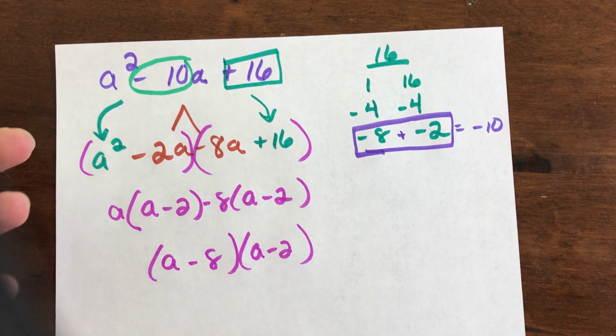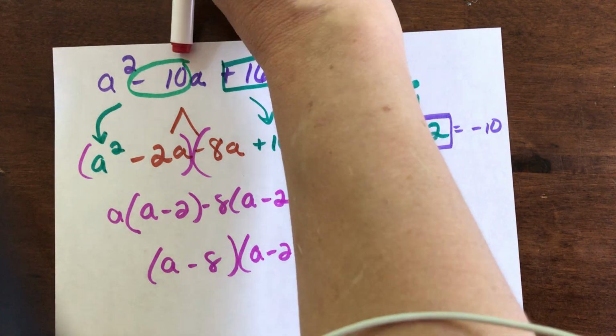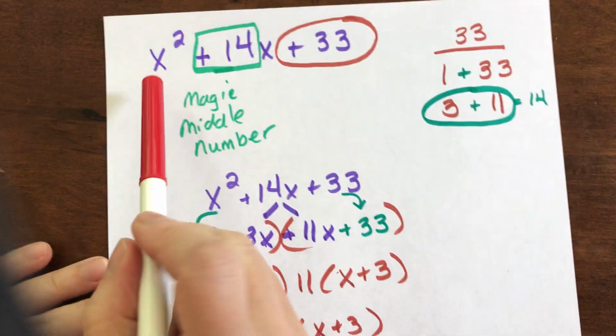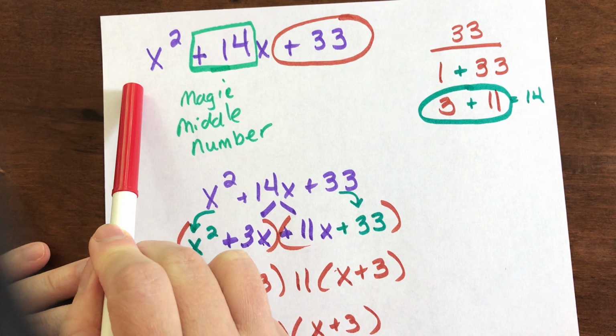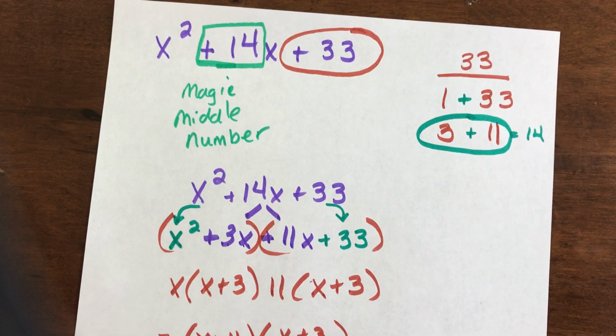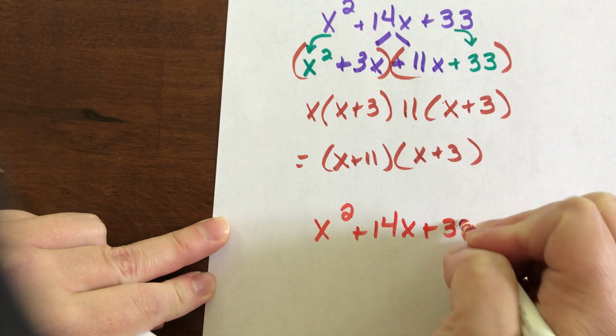All right, now some of you are probably screaming, Miss Evans, there's an easier way to do this. Yes, there is. And this shortcut is only allowed on the problems that we're looking at because the coefficient has to be 1. Okay, and that means basically there's no number in front of the x squared. All right, so let's do the shortcut. Let me write this in, x squared plus 14x plus 33.